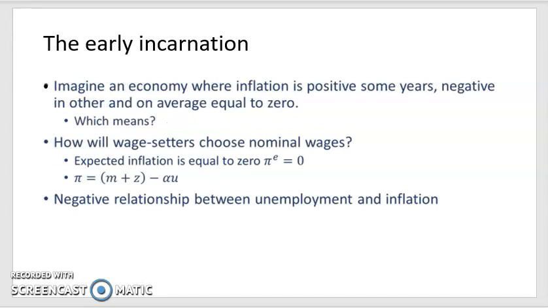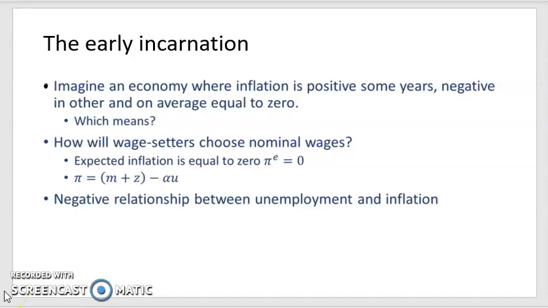Let's start with the relationship between unemployment and inflation as it was first discovered by Phillips, Samuelson, and Solow around the 1960s. So imagine an economy where inflation is positive in some years, negative in others, and equals 0 on average. Note this is not the way things have been for some time. Since the 1960s, inflation has been generally positive, and it has been consistent over time.